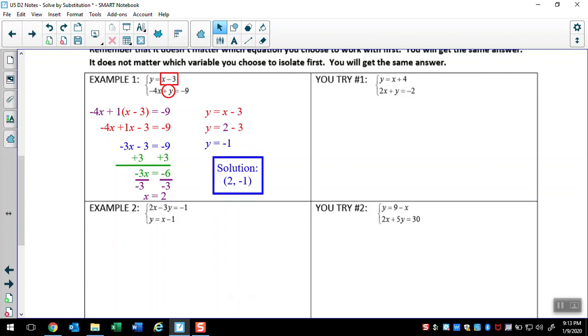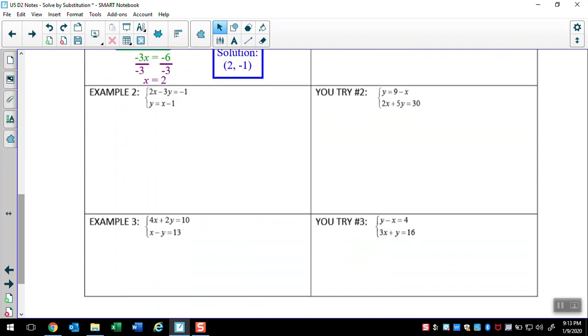We write it as an ordered pair. Because remember, this is just like those graphs, we're looking for where they intersect. We're looking for that ordered pair of where they intersect. We're just doing it in a different method. All right, let's try example 2.